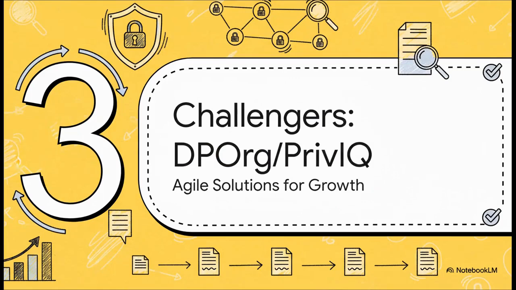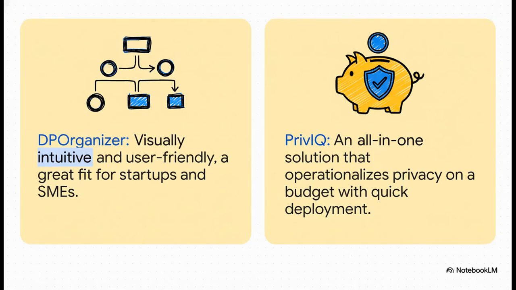These tools are absolutely perfect for small to medium-sized businesses, or really any organization that's looking for a more user-friendly and cost-effective solution. So here, the focus really shifts. DP Organizer is all about making privacy management intuitive and visual, which is amazing for companies that don't have a huge dedicated privacy team. PIA, on the other hand, is focused on giving you a structured, scalable compliance framework that won't break the bank.